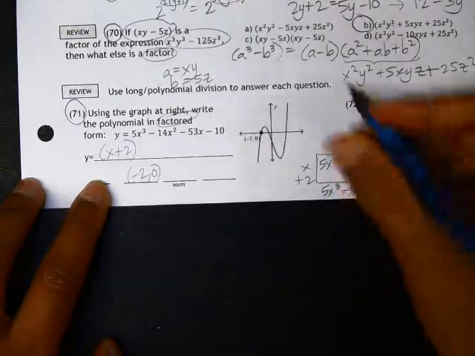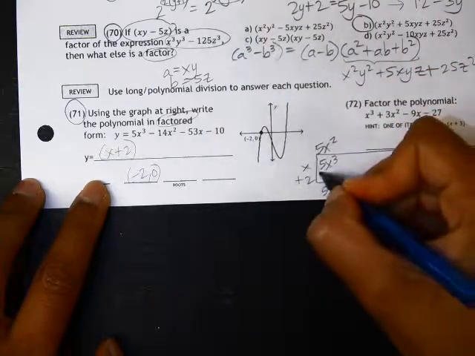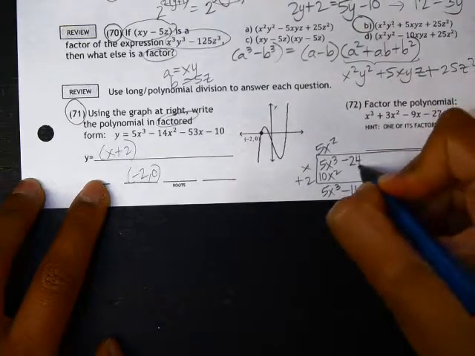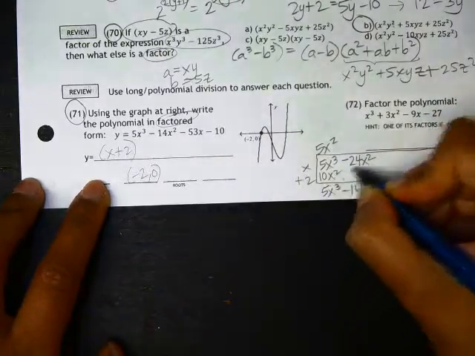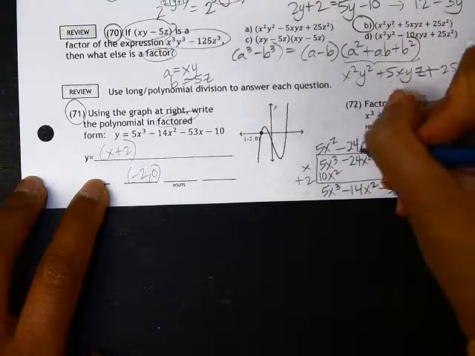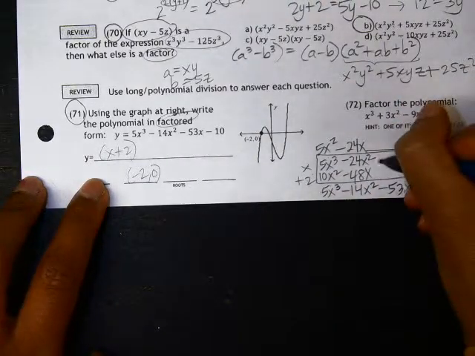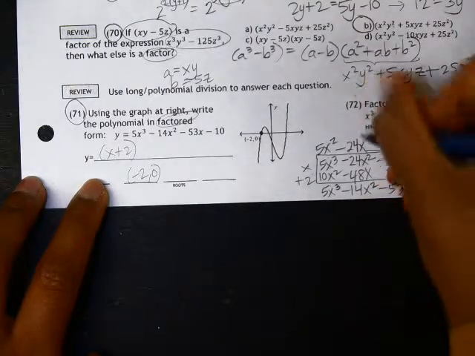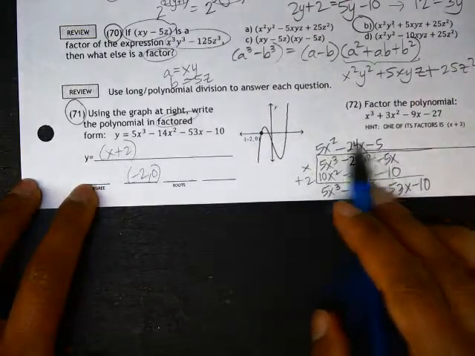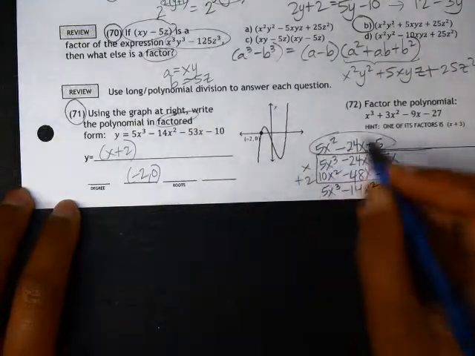Writing this first term here, I would need a 5x squared multiplied by x to get here. This times this is 10x squared, and I want it to be a negative 14x squared. So I'm going to put a negative 24x squared, which combines with 10 to give me negative 14. So this will be negative 24x. This gives me negative 48x, but I want negative 53, so this is a negative 5. This is a negative 5, and this is a negative 10. So my polynomial that is left is 5x squared minus 24x minus 5.